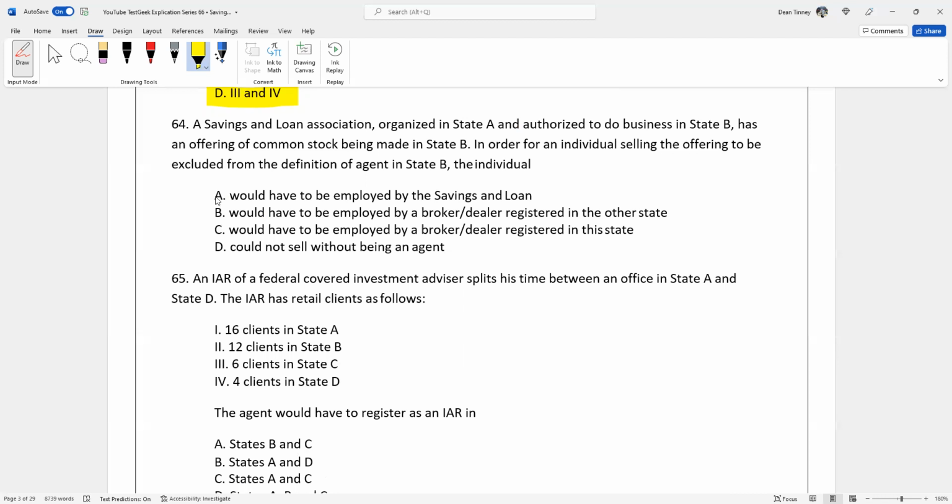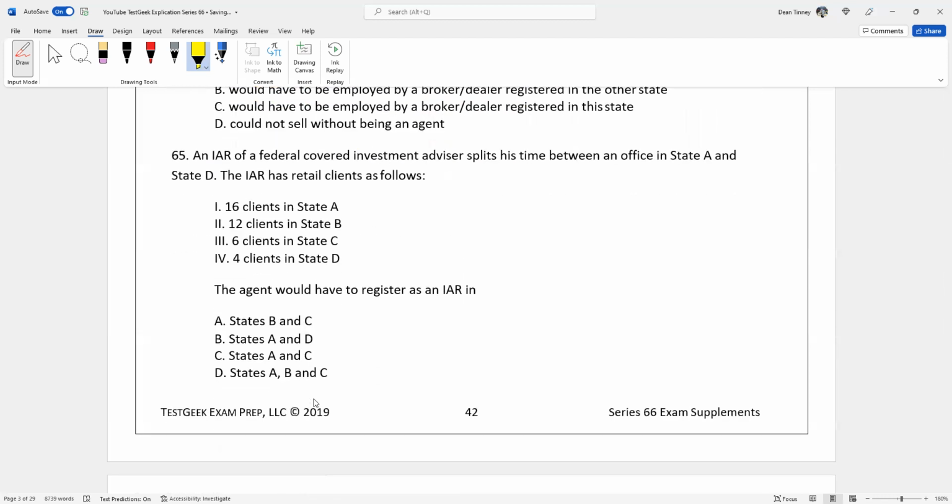Yeah, if you work for the issuer and you're receiving no compensation, that looks like the best answer there. Broker-dealer, broker-dealer, you cannot sell without being an agent. Now, there are exemptions for somebody who represents the issuer and is not receiving compensation. So given that answer set, A is the best answer.